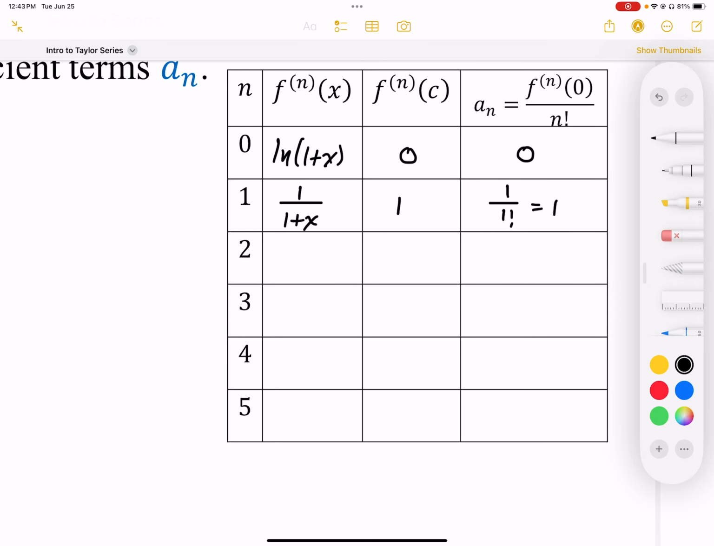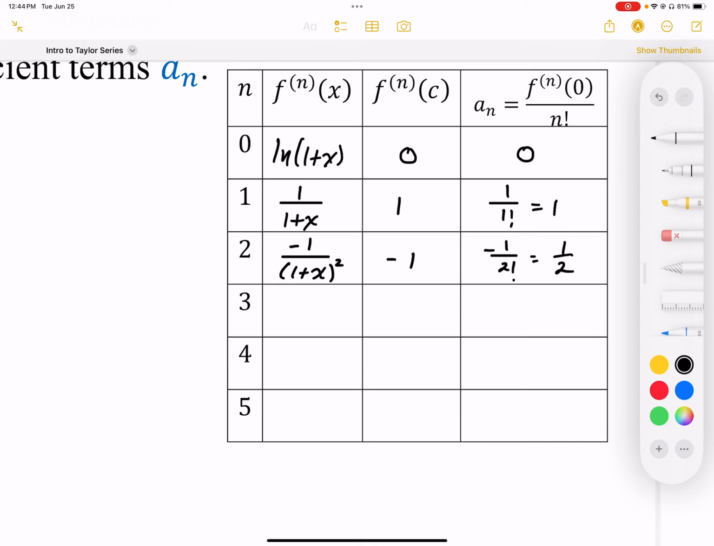And differentiating this, we're going to have our negative 1 power, so we're going to end up with negative 1 over 1 plus x, and we go from power negative 1 to negative 2. Evaluating this at 0, we plug in 0, we get negative 1, and our coefficient then becomes negative 1 over 2 factorial, which works out to be 1 over 2.